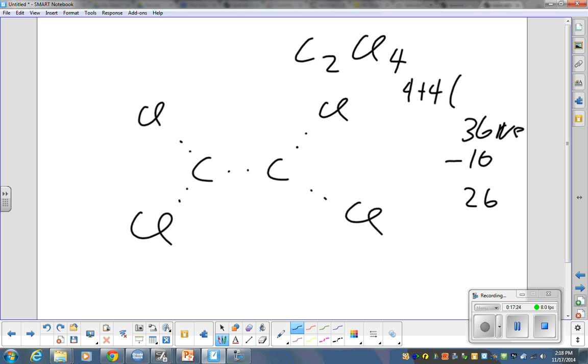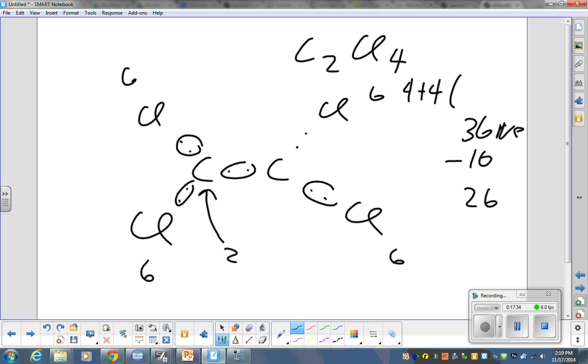This one so far has 2, 4, 6, so it needs 2 more. Same thing with this, needs 2 more. So I have a total of 28. 26 minus 28 is going to be what? Negative 2, which means 1 double bond. Where should you put the double bond? Where it's going to make the most sense. I would put the double bond in the center there.